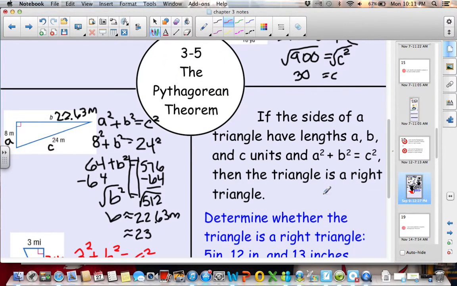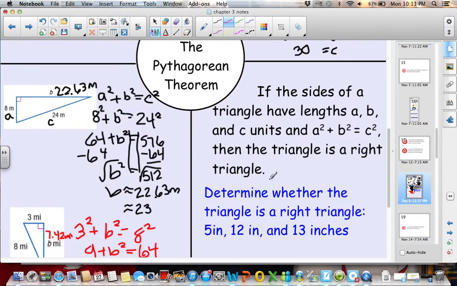One last problem that we're going to do. If the sides of a triangle have lengths A, B, and C units, and A squared plus B squared equals C squared, then the triangle is a right triangle. So if you're given all 3 sides, and you're asked to figure out if it is a right triangle, then you're going to put it into your equation and figure out if it works.